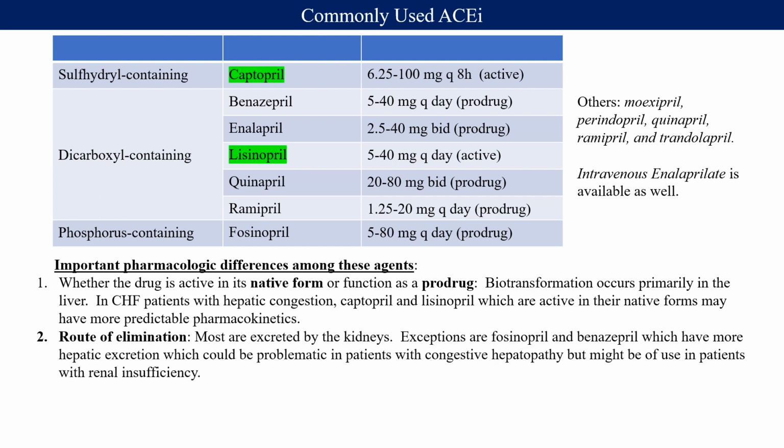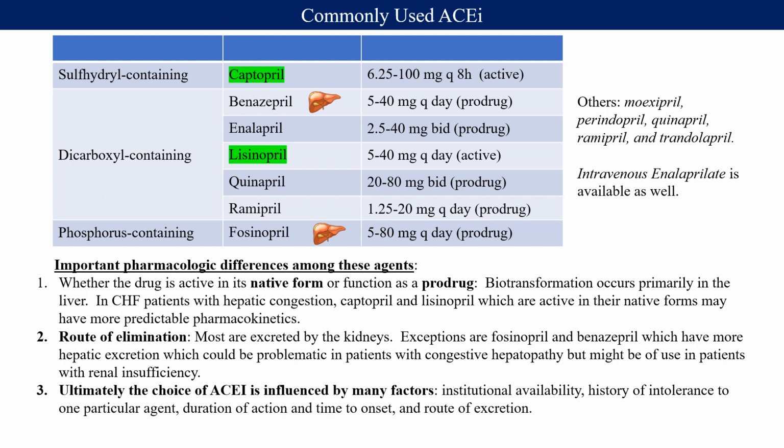Another important difference is the route of elimination. Most are excreted by the kidneys. Exceptions are lisinopril and benazepril, which have more hepatic excretion, which could be problematic in patients with hepatic congestion, but may be of use in patients with renal insufficiency. Ultimately, the choice of ACE inhibitors is influenced by many factors: institutional availability, history of intolerance to one particular agent, duration of action and time to onset, and route of excretion.